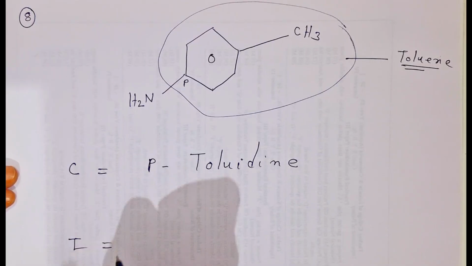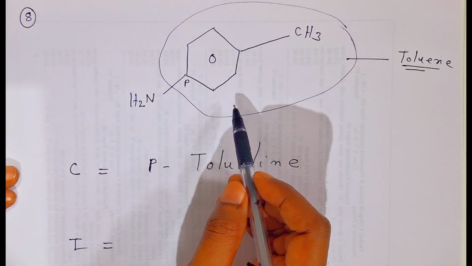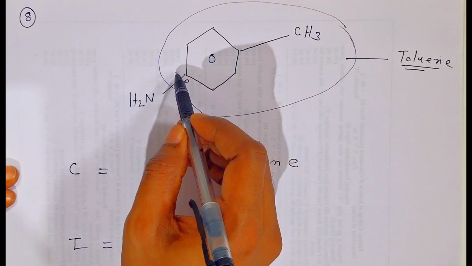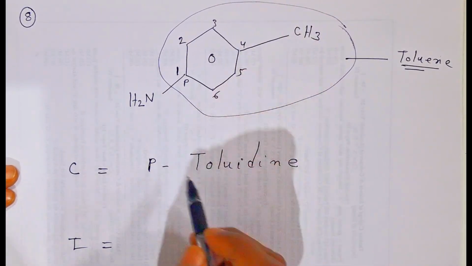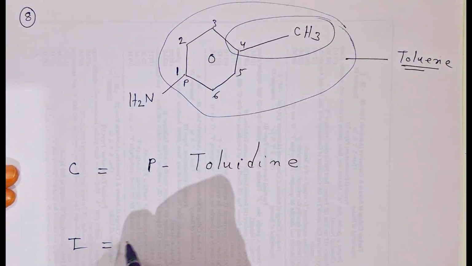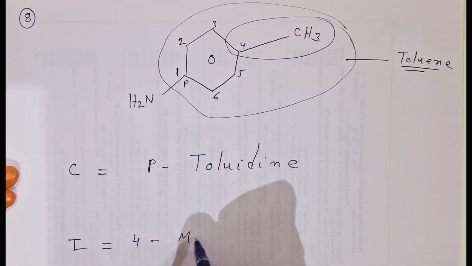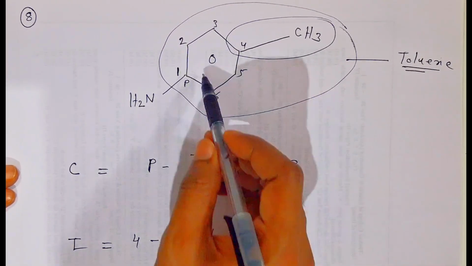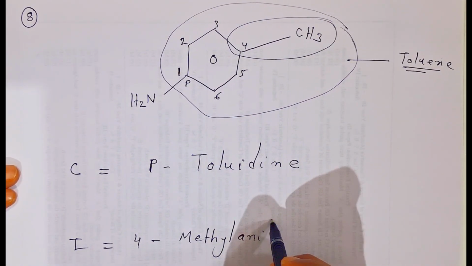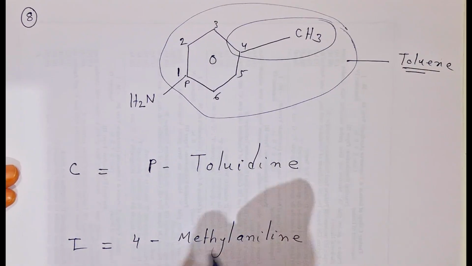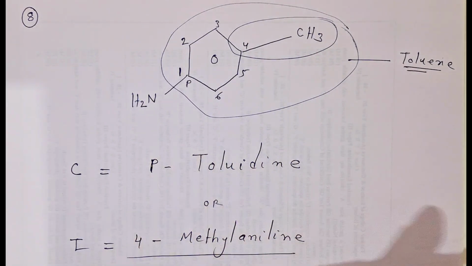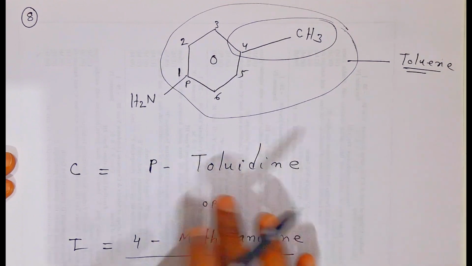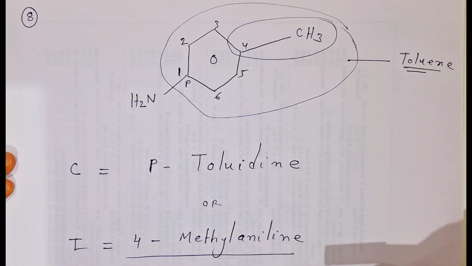What will be the IUPAC name, students? For that you have to start the numbering. You have to start the numbering from this amine group. You give the first carbon, second, third, fourth, fifth and sixth. So at carbon number 4 you have a methyl group, so we call it 4-methyl, and it is aniline. 4-methylaniline is nothing but para toluidine. Very important primary amines. Para toluidine is nothing but 4-methylaniline.